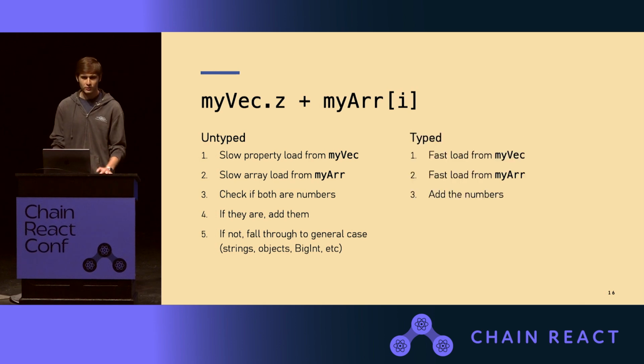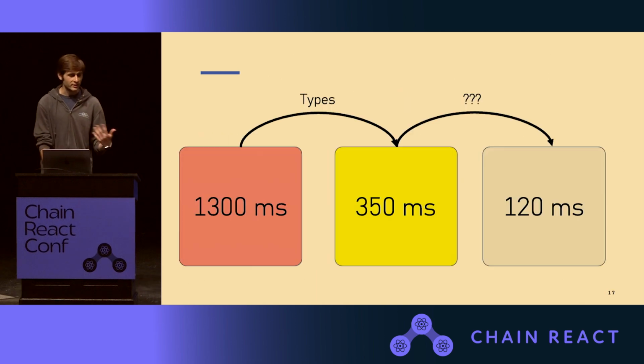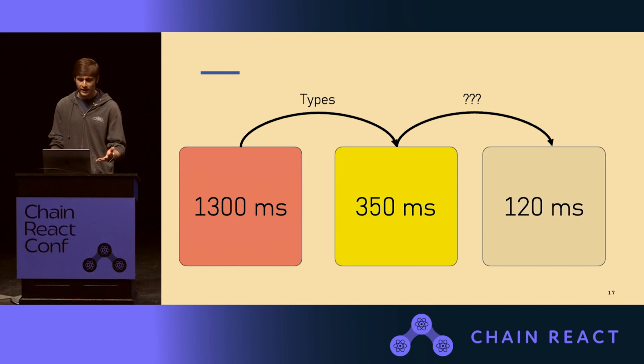In typed code, we have the very fast loads from myArray and myvec, and then we simply add them. Because they've already been annotated as numbers, we know that the thing that we've loaded is a number in both cases. So this is much faster. And with optimizations like the ones I just described, we were able to improve the performance of the ray tracer by 3x, going from 1300 milliseconds to 350 milliseconds.